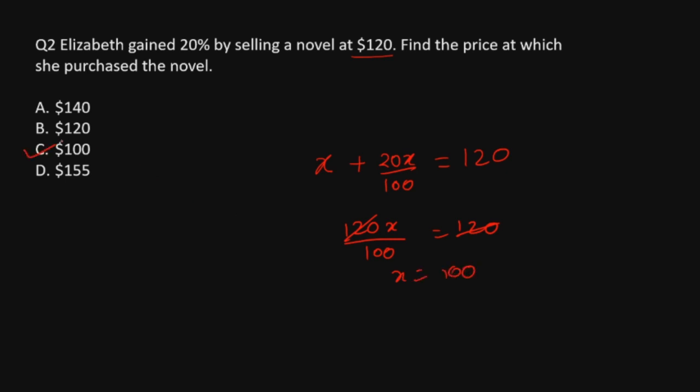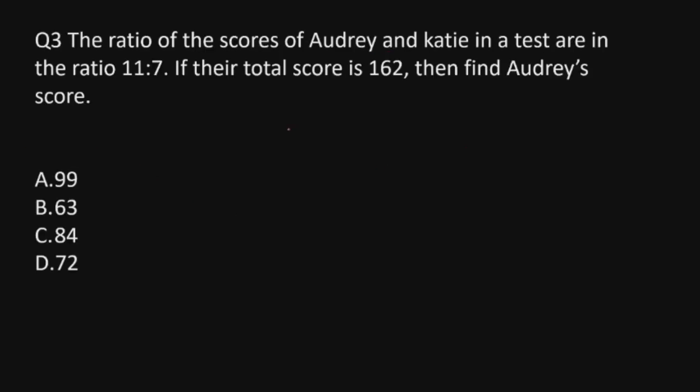So $100. Next, the scores of Audrey and Katy in a test are in the ratio 11:7. Whenever there is a ratio, just write it like this and assume some variable for them.